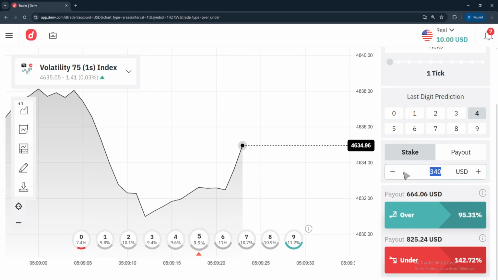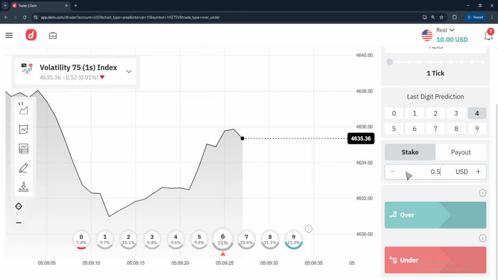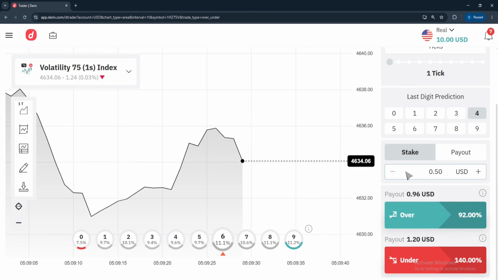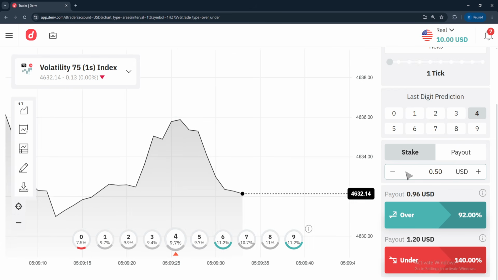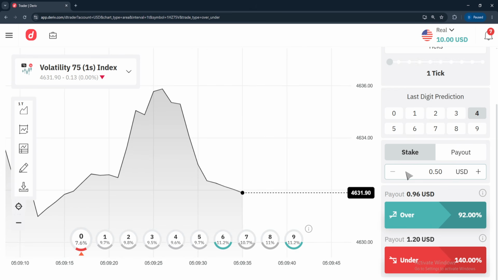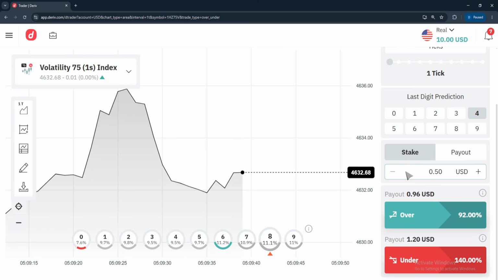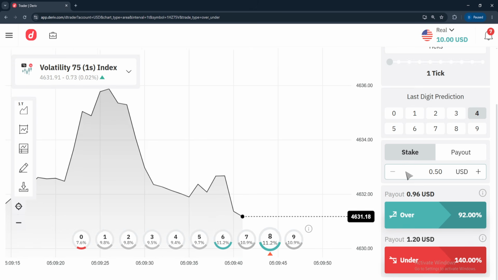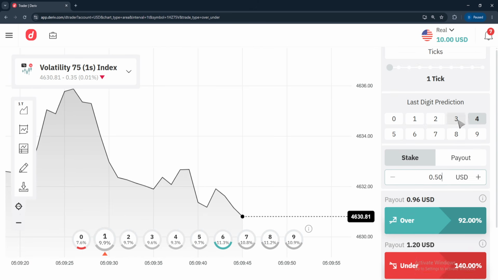And then here, we'll be using 0.5 USD because that is basically 5% of our account, which is between the threshold of 2 to 5% that we usually recommend in terms of stake. Remember, in terms of stake, always use between 2 to 5% of your account to avoid blowing it. Once you select the stake, you are all set. So now the only thing remaining is for us to find a market.